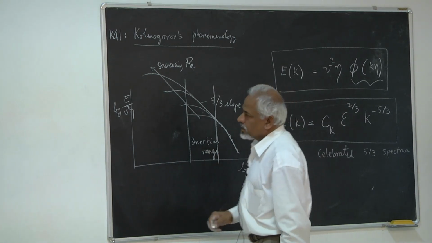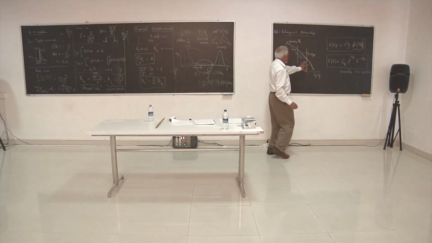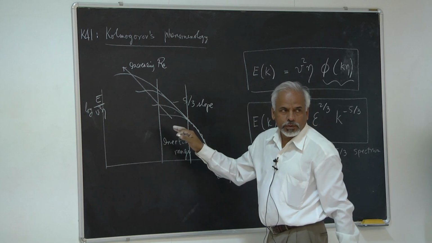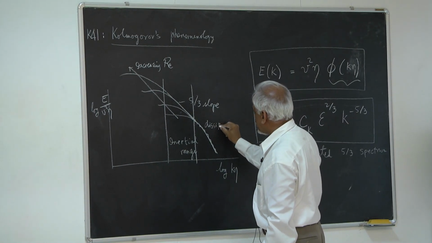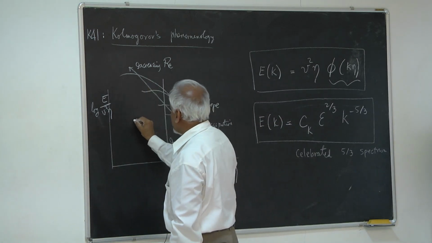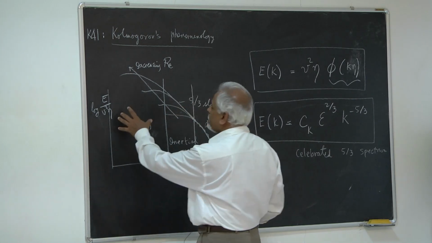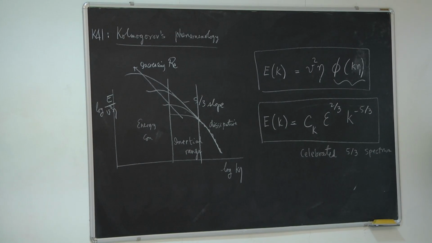And this region, where most of the dissipation occurs, which would be somewhere here, these are all very loose boundaries, so you shouldn't be too taken by them. This is the dissipation region or dissipative region. And this would be the energy containing region. So as you see, most of the energy is contained here because most of the area under the curve is coming from just there.